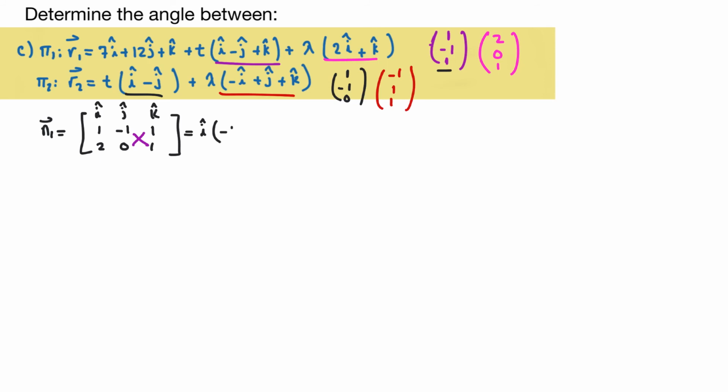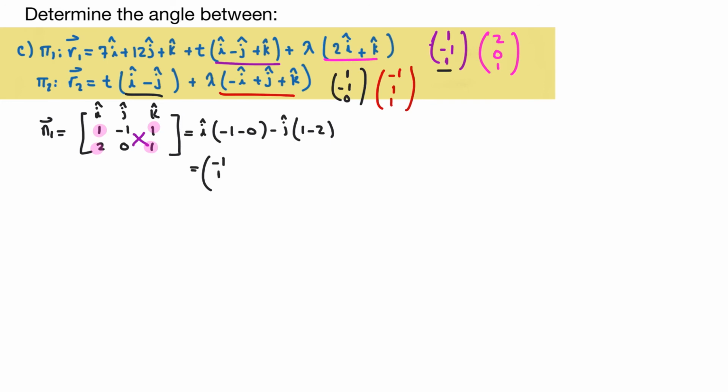So -1 times 1 is -1, minus 0 times 1, which is 0. So my first component here is going to be negative 1. Then we're going to move to negative j. And for this one, we are going to multiply these two and subtract them by these two. So we are going to get 1 times 1, which is 1, minus 2 times 1, which is 2. So 1 minus 2 is negative 1, and negative 1 times negative j will give us a positive 1 for this component.